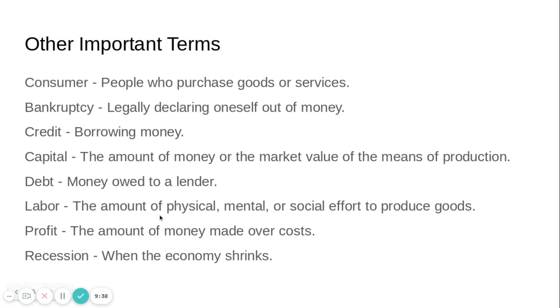Labor is the amount of physical, mental, or social effort to produce goods. So for instance, if you work in a factory, you'd be providing physical labor to the factory. So that's labor. Profit is the amount of money made over costs. That's the amount of money you make in excess of the costs it takes to run your business. And then finally, a recession is when the economy is shrinking. There's less being produced, there's less money being exchanged. That's a recession.